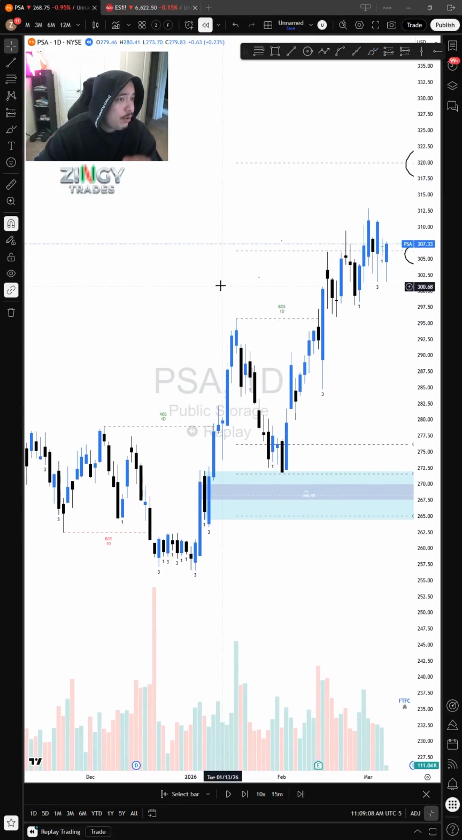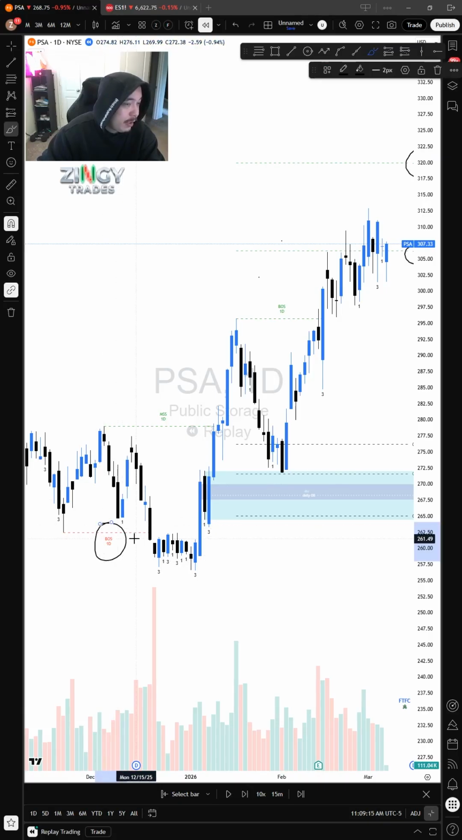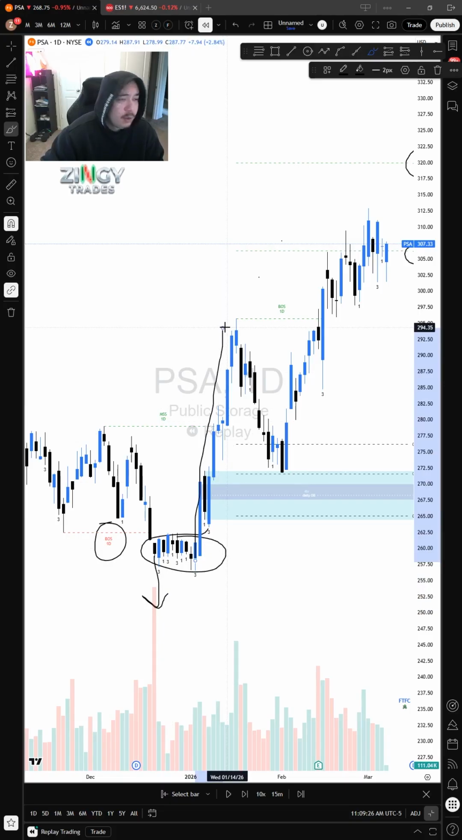So I mentioned earlier that I would talk about why I was not necessarily fearful of this break of structure to the downside. And the reason I was not is because you can see we broke structure to the downside, but we never displaced further down. We exhausted sellers here and then we pushed price back up. Bullish signal. And then within OTE, we found confluences that we liked to trade it back to the upside higher.